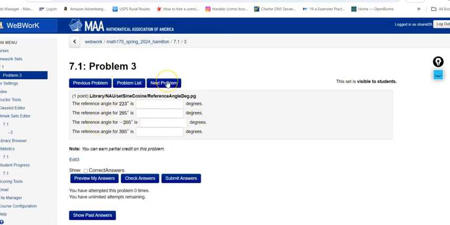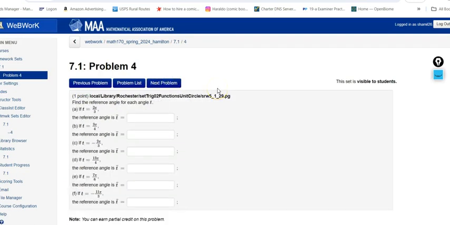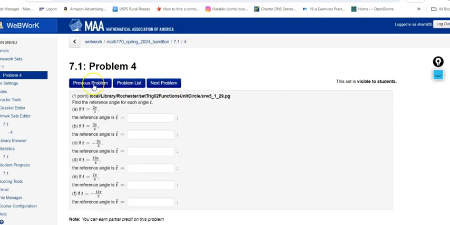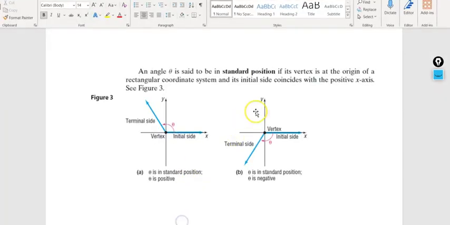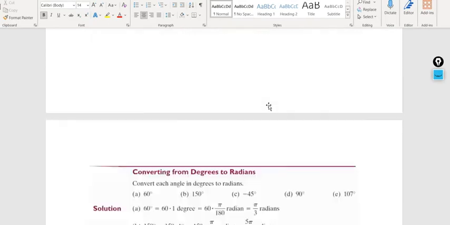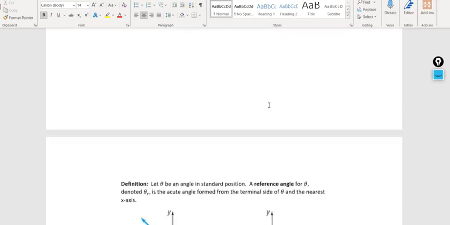Now we come to reference angles. We have a couple of questions there on reference angles, problem 3 and problem 4. Problem 3 is in degrees. Problem 4 is in radians. So let's go back to this. We have some examples there in your notes.